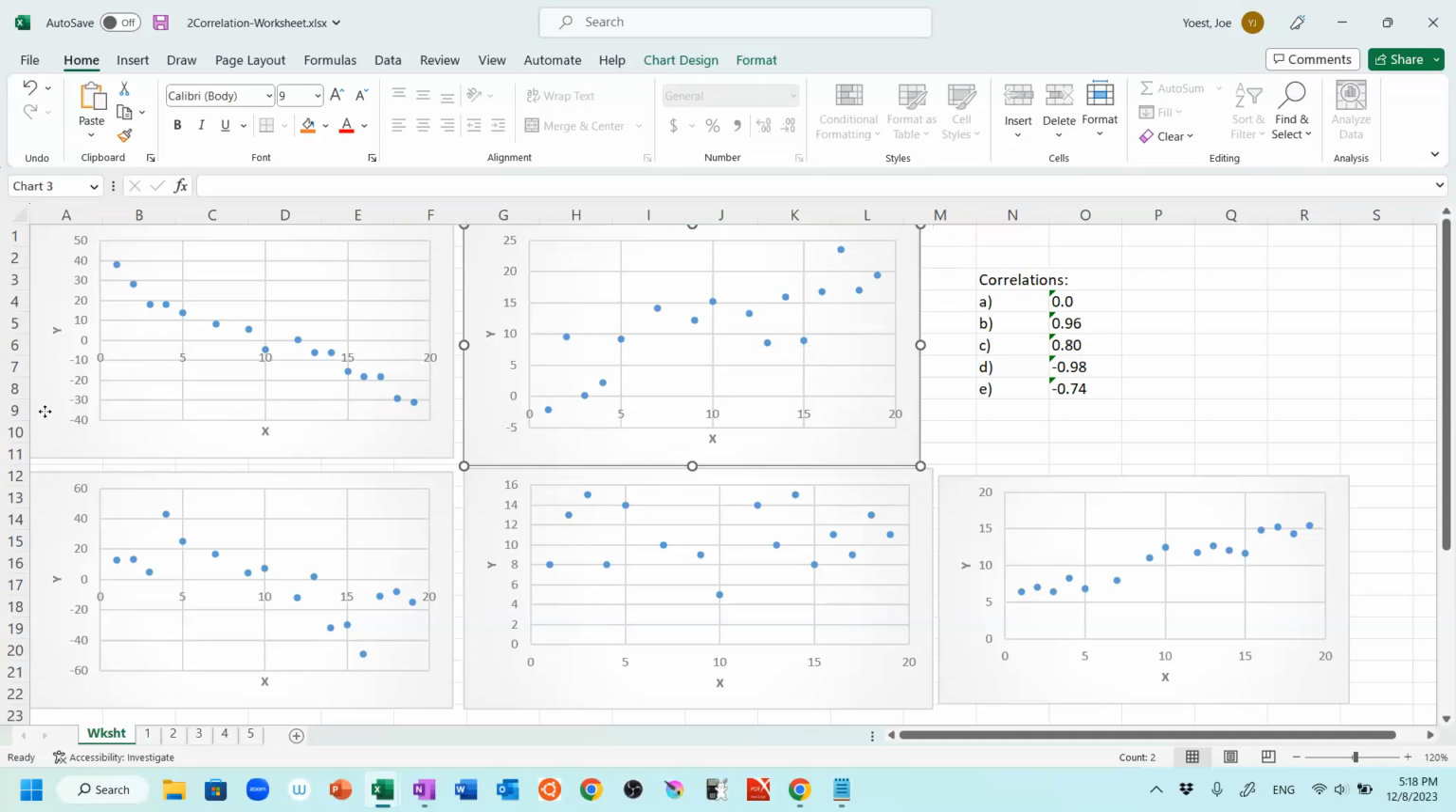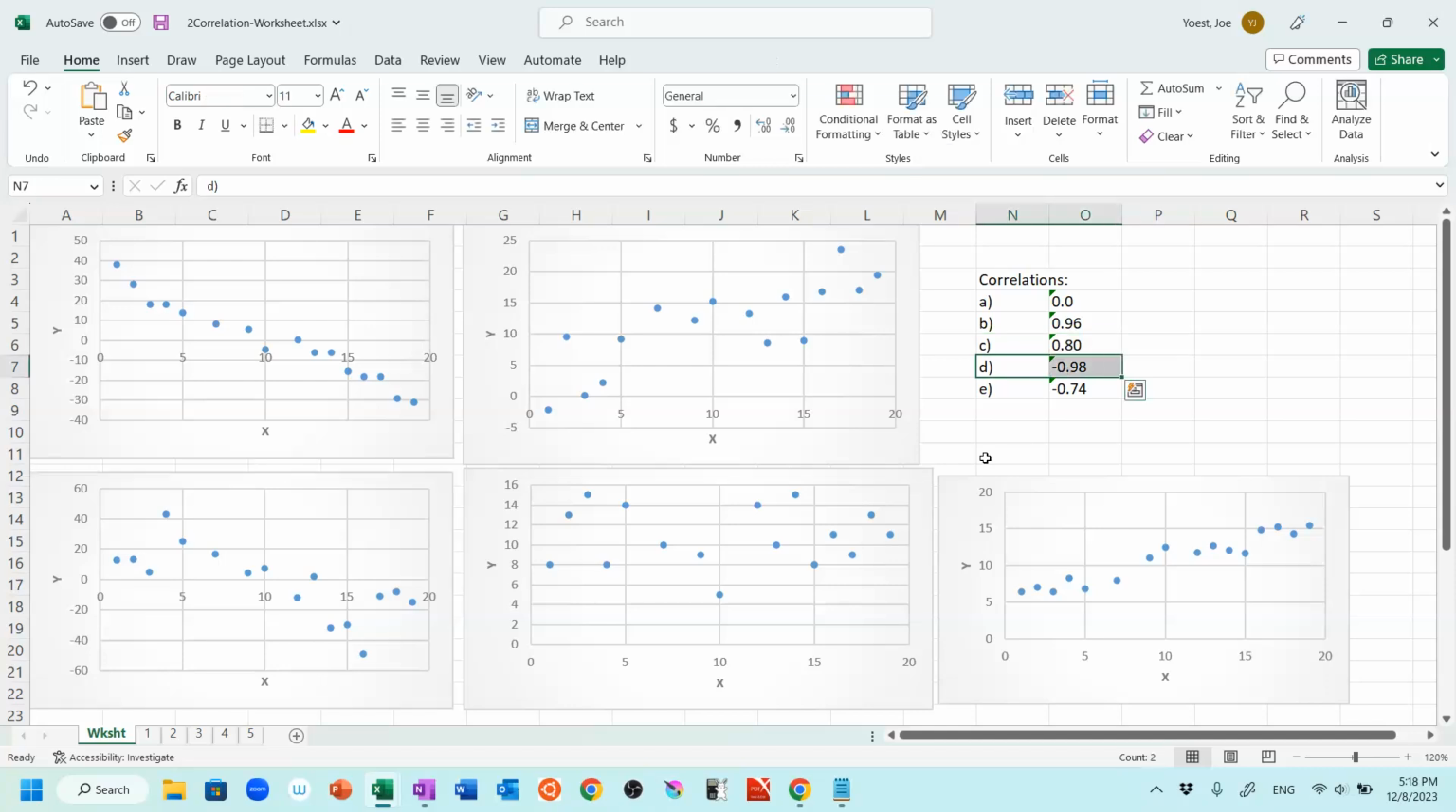And then similarly with the negative correlations, the top left is going to have the correlation that's closer to -1, so higher in magnitude, but negative in sign. Bottom left is going to have the lower in magnitude, but negative in sign correlation. So top left is going to be my negative 0.98 correlation. Bottom left is my negative 0.74. Okay.